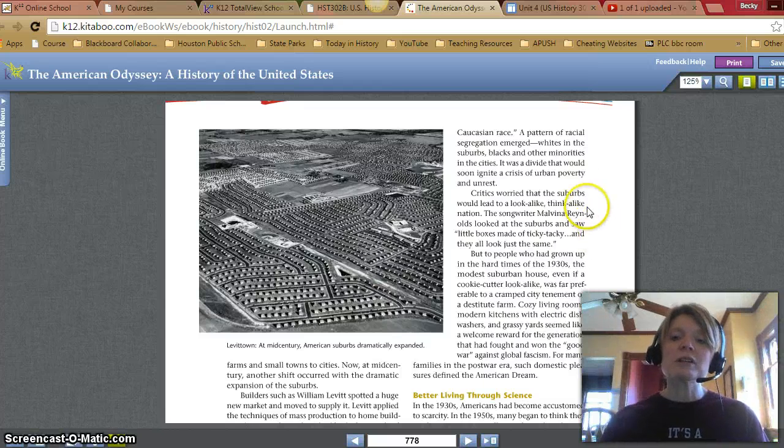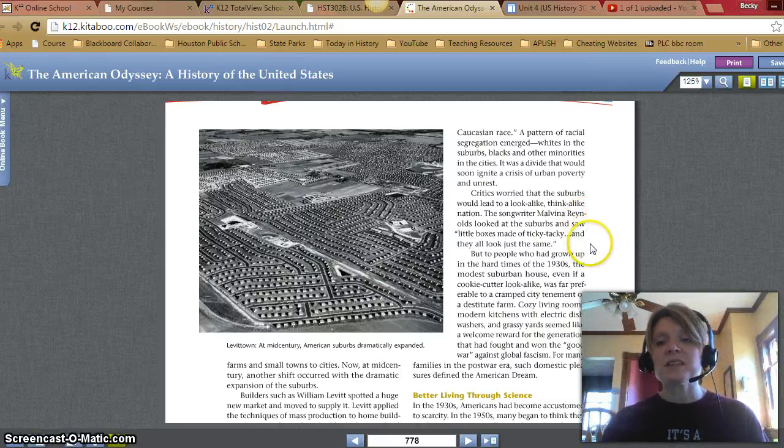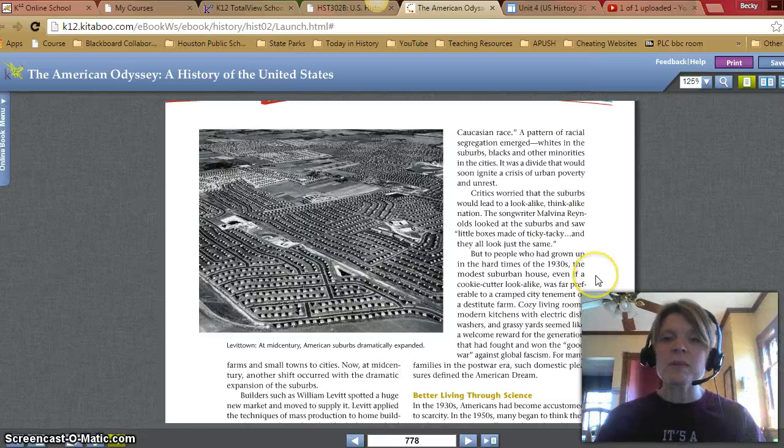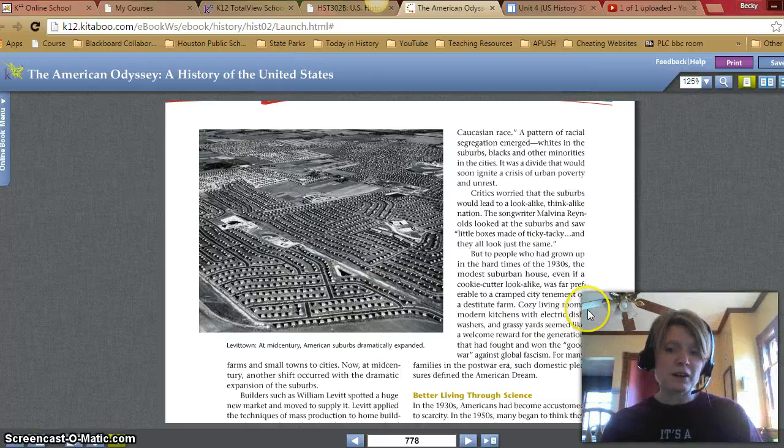Critics worried the suburbs would lead to a look-alike, think-alike nation. The songwriter Malvina Reynolds looked at the suburbs and saw little boxes made of ticky-tacky, and they all looked just the same, just like this picture here. But to people who had grown up in the hard times of the 30s, a modest suburban house, even if it was a cookie-cutter look-alike, was far preferable to a cramped city tenement or a destitute farm.